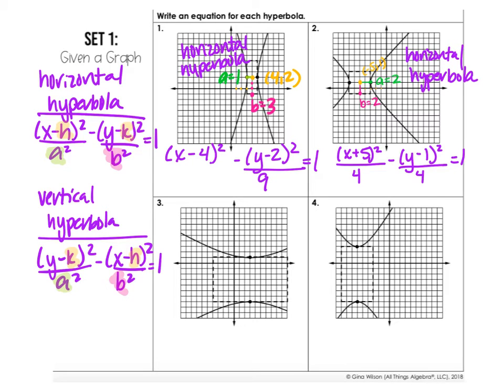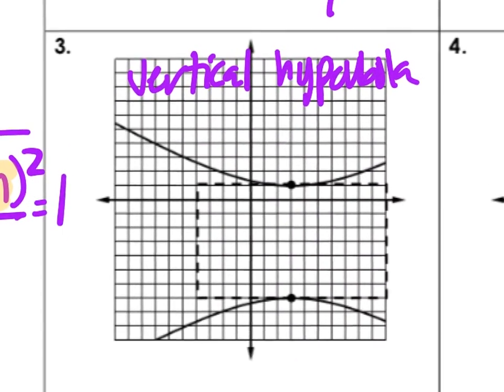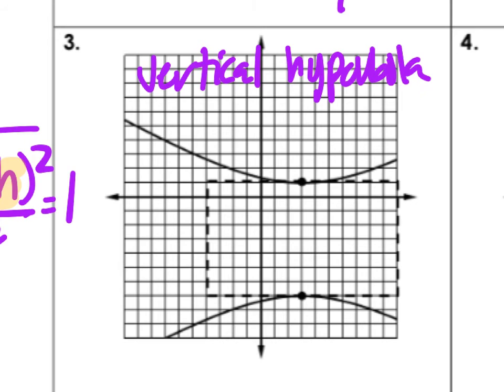Now notice that questions 3 and 4 are both vertical hyperbolas. And we know they're vertical hyperbolas because the distances from the centers to the vertices are vertical. However, we just need to find a, b, and the center again, and that's going to help us substitute what we know into the vertical hyperbola formula. So let's go ahead and zoom in on this vertical hyperbola here.